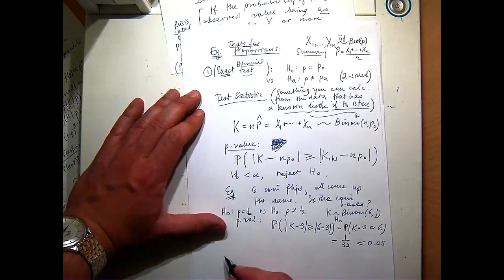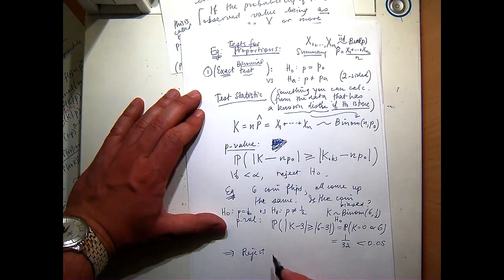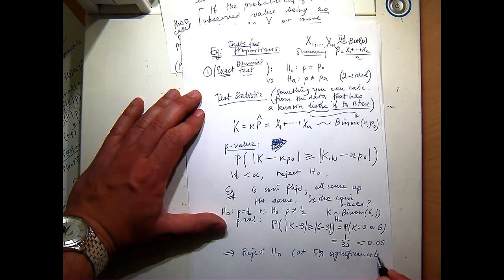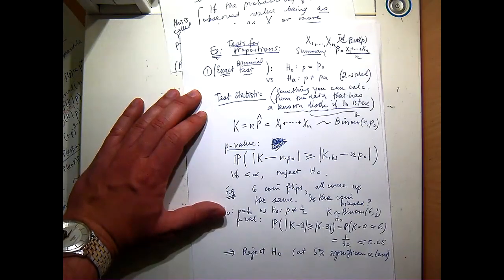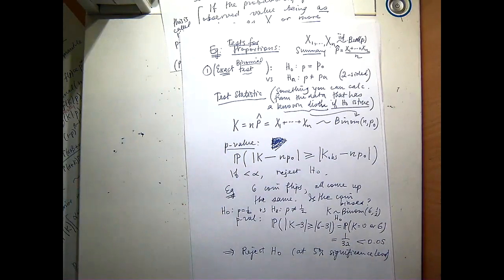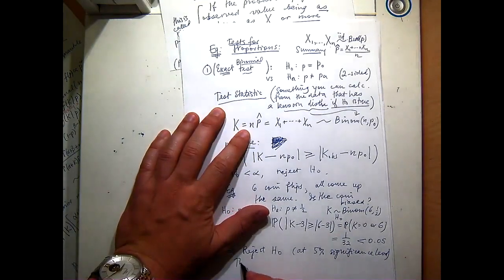Okay, so we reject H0, if you're at the 5% significance level. And that's a way of saying there is significant evidence that the coin is biased. You know, you can't be certain. Even if the coin was fair, it's possible to get this happening. So you can't be certain. We would just say there is evidence that the coin is biased.